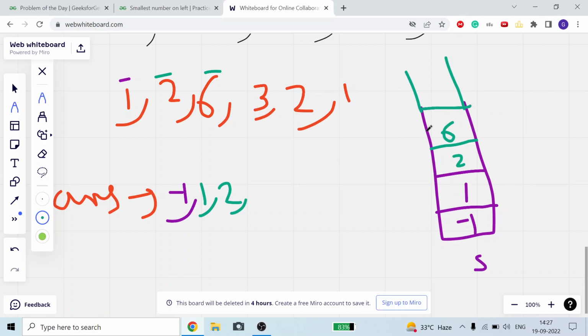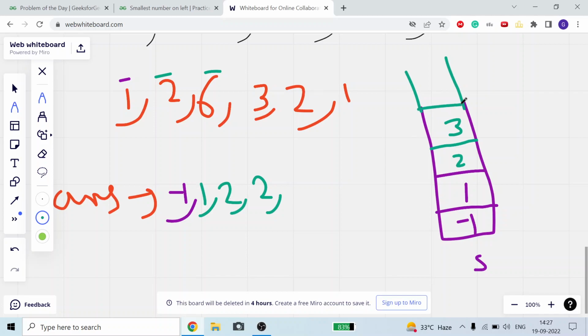Now for 3, is 6 smaller than 3? No, so it means I have to go back. 6 cannot be my answer for 3, so I will erase 6 from my stack. I will tell why. Now 2 is less than 3. Yes, so my answer for 3 will be 2, and I will push 3 on top.